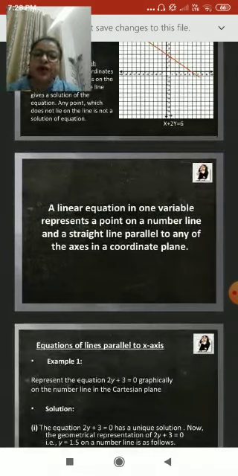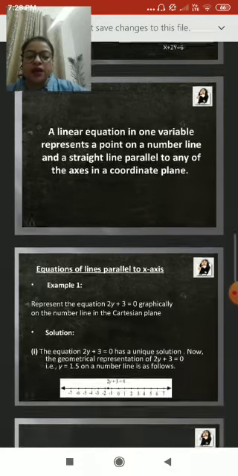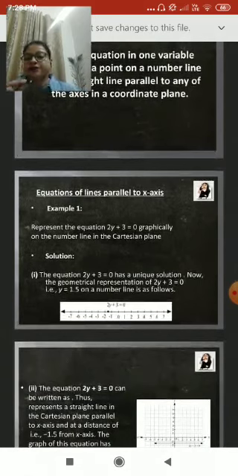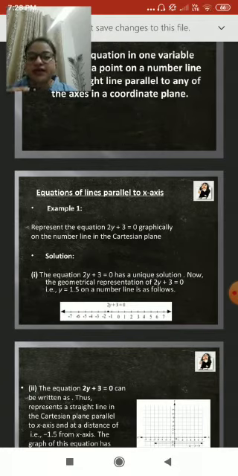A linear equation in one variable represents a point on a number line and a straight line parallel to any of the axes in a coordinate plane. Now we were talking about lines parallel to the x-axis and y-axis. What are these? Suppose I take an example. Represent the equation 2y plus 3 is equal to 0 graphically on the number line and in the Cartesian plane.